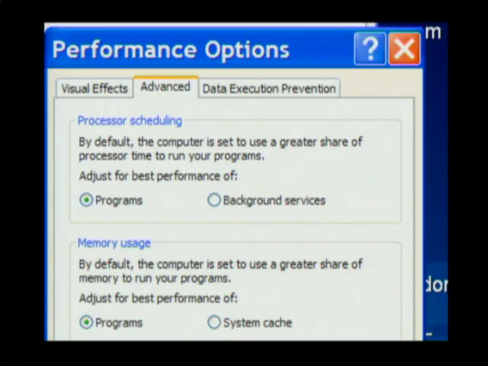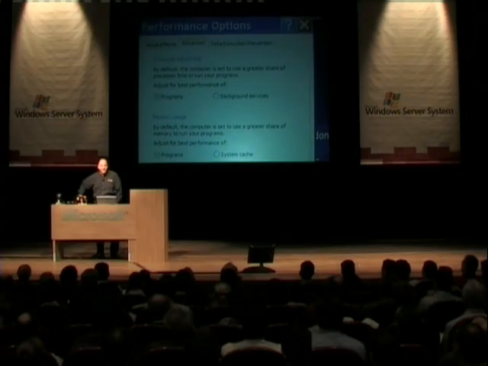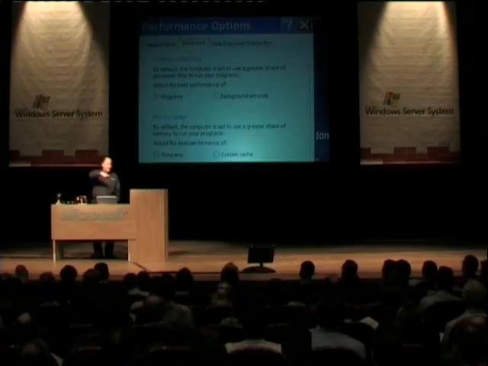It says, by default, the computer is set to use a greater share of processor time to run your programs, as opposed to what? Somebody else's programs? So the sentence may not be clear, but in fact what the radio button is choosing is short turns or long turns. So an example where you would take a server and flip it to the program setting would be a terminal server. You want users on a terminal server to have the quick responsiveness that you would get on a client machine. So when you configure a terminal server, it makes sense to set it to programs.